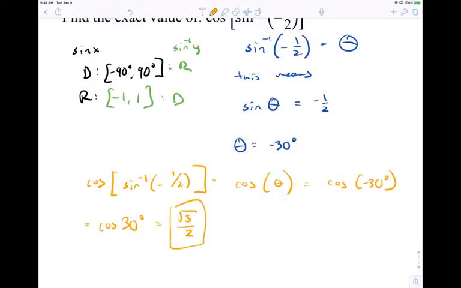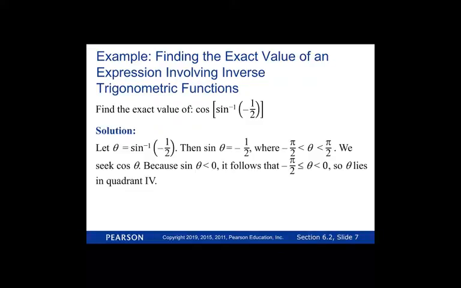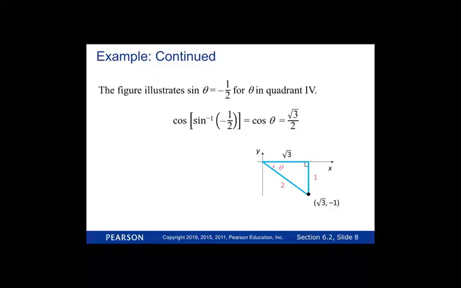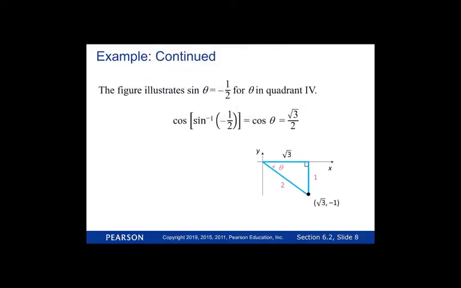Okay, let me see. If we go back, is this the one that we just did? Oh yeah, theta is in quadrant 4. Cosine is our x. Yes, okay. Is this a different one? Square root of 3 over 2, is that what we did? Oh, we got it. All right.